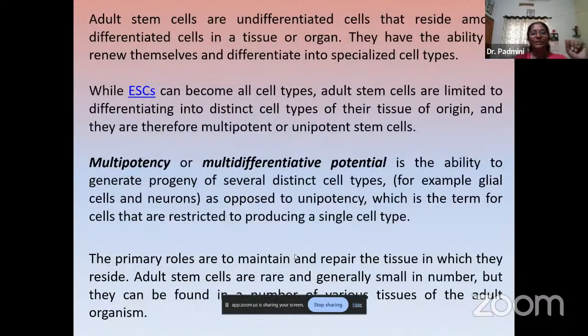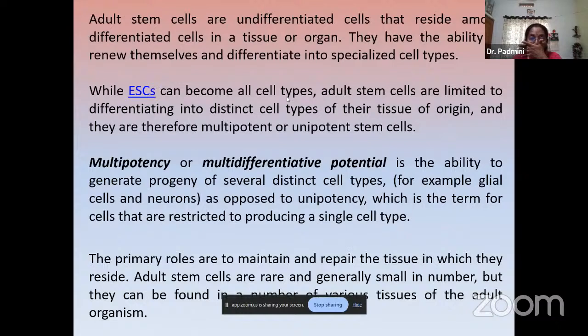So these adult stem cells are undifferentiated cells that reside among differentiated cells in a tissue or an organ, and they have the ability to renew themselves and differentiate into specialized cell types. While embryonic stem cells can become all cell types, adult stem cells are limited to differentiating into distinct cell types. That is, they are either multipotent or unipotent stem cells.